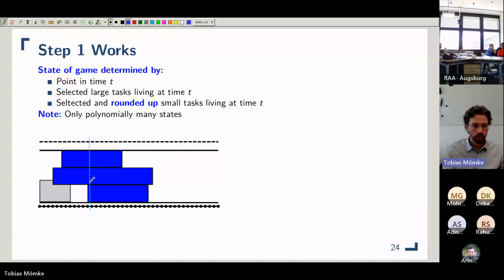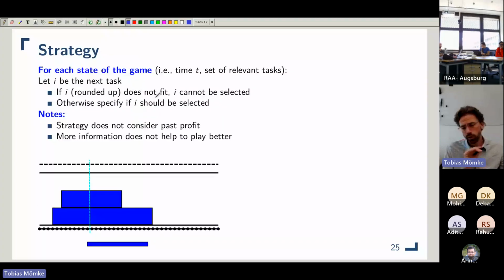And since all of those rounded up tasks and all large tasks are at least a constant fraction of the optimum of the full capacity, we know that there are only polynomially many choices of configurations for one edge. There are only linearly many edges, so overall we have only polynomially many states that the system can have. And then we can run a DP. What do we want to have? We have the states, and we would like to compute now a strategy. And what does the strategy do? Suppose we are in a certain state of the game and a task is presented to us. Then we want to have a statement: you should take the task or you should not select the task. And we want to, of course, maximize the expected profit given that we are in a certain state.